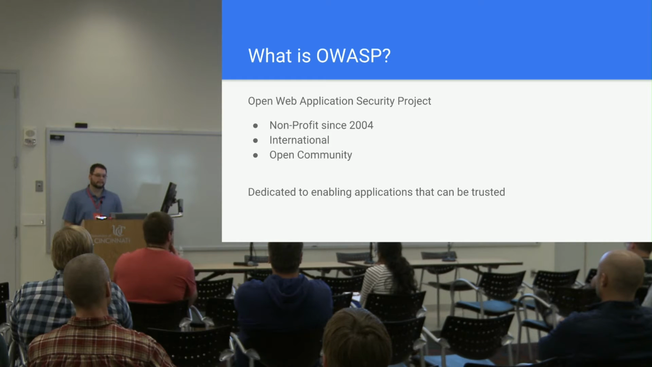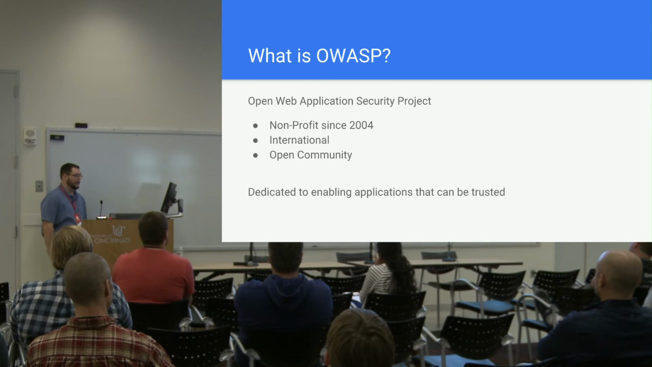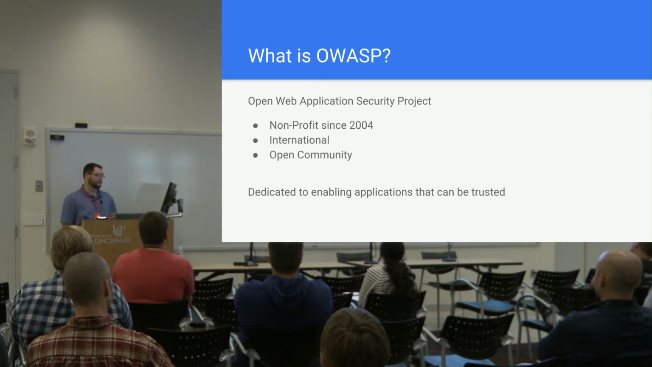So I mentioned earlier something called OWASP. I did want to just briefly mention it. I didn't want to exhaustively go through it. I want everyone to be aware of what it is and why it's important. It stands for the Open Web Application Security Project. It's a nonprofit since 2004. It's an international open community. And basically they're dedicated to enabling applications of all types that can be trusted. And although it says web application, they actually have mobile recommendations as well.